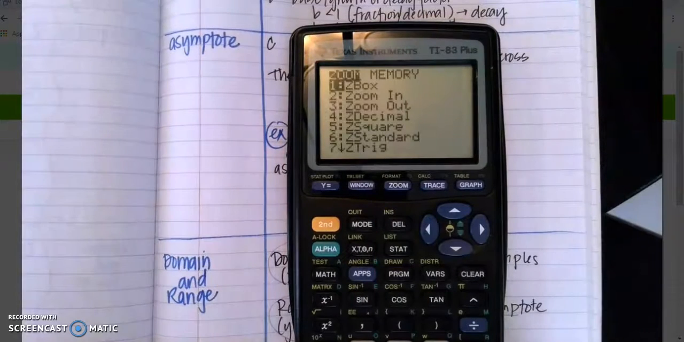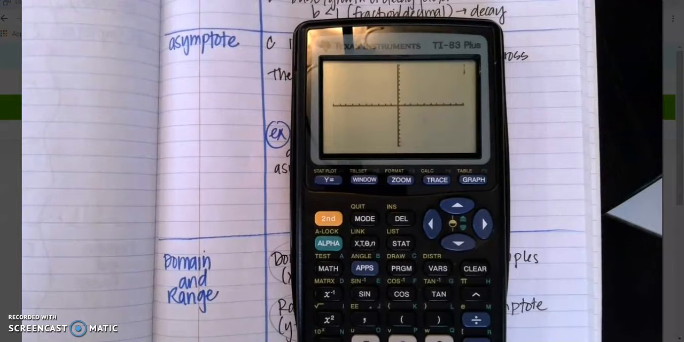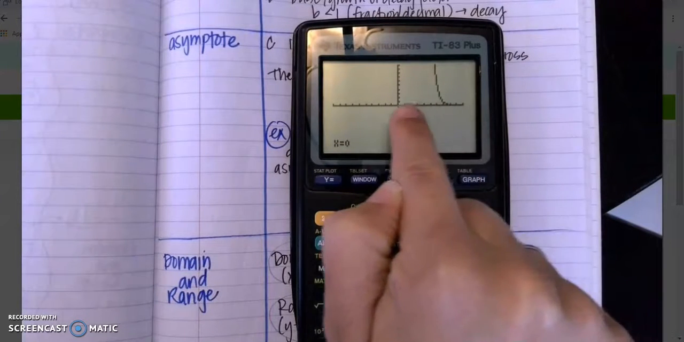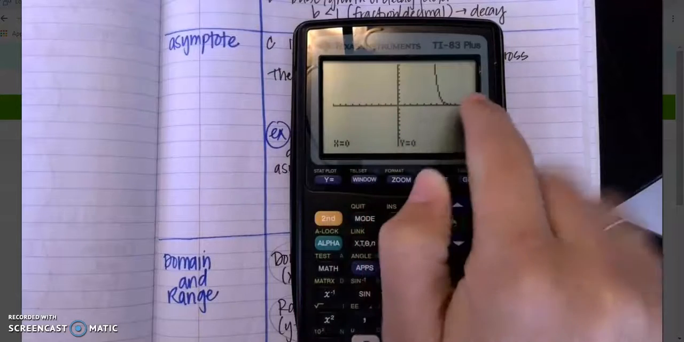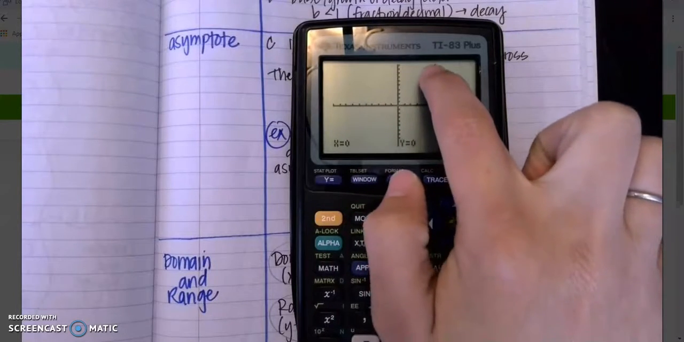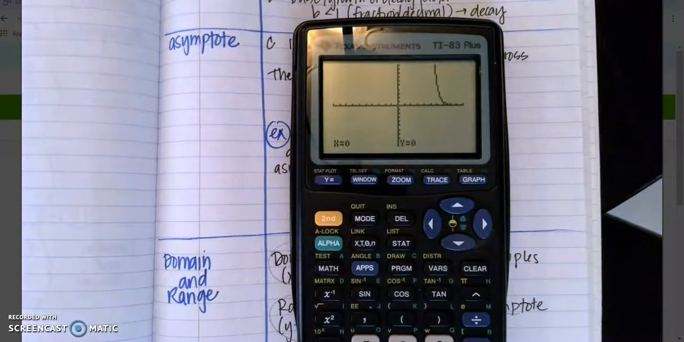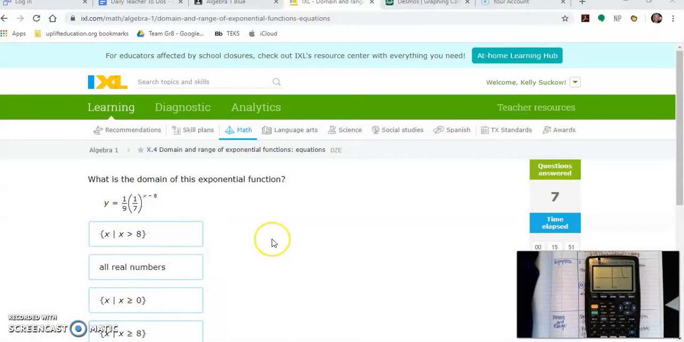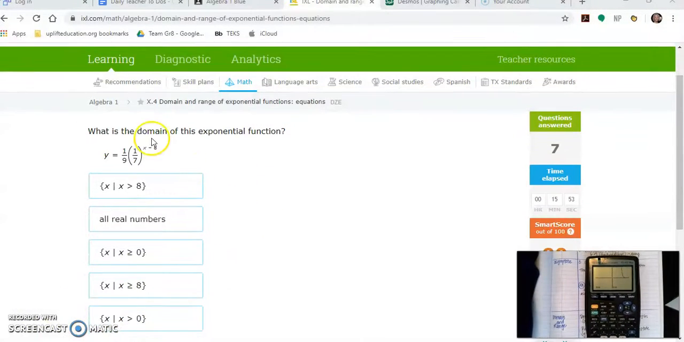And I'm going to zoom out from mine. Okay, again, I have my boundary at y equals 0, and all of my numbers go above, or greater than, that 0 value for the range. My domain is always going to be all real numbers. It goes forever to the left and forever to the right.